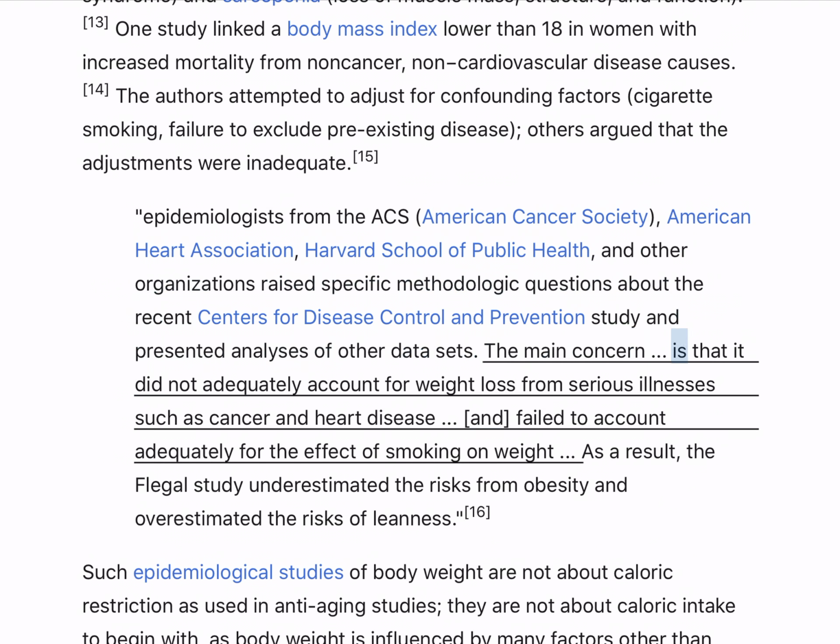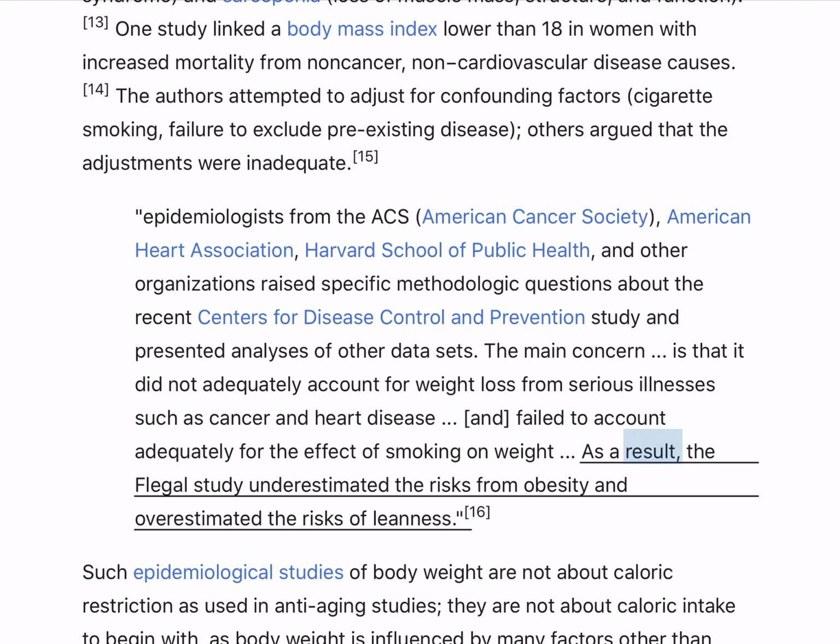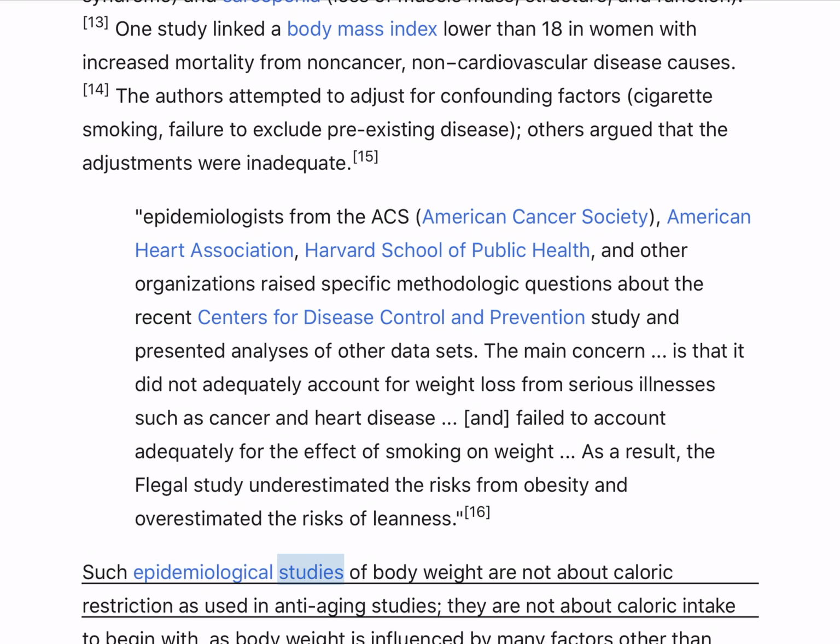The main concern is that it did not adequately account for weight loss from serious illnesses such as cancer and heart disease, and failed to account adequately for the effect of smoking on weight. As a result, the Flegel study underestimated the risks from obesity and overestimated the risks of leanness. 16. Such epidemiological studies of body weight are not about caloric restriction as used in anti-aging studies.